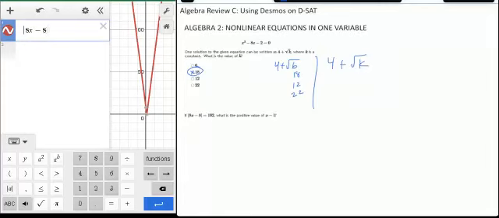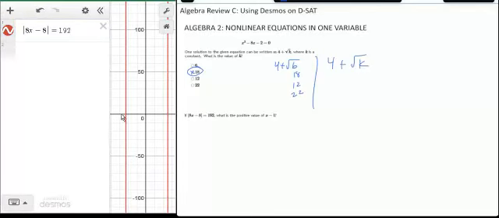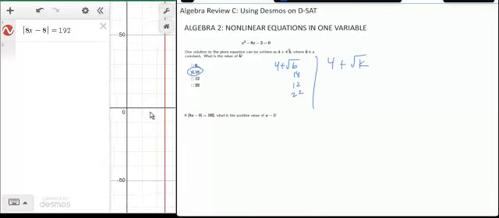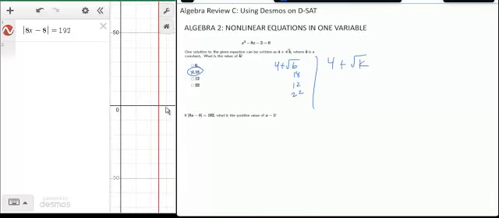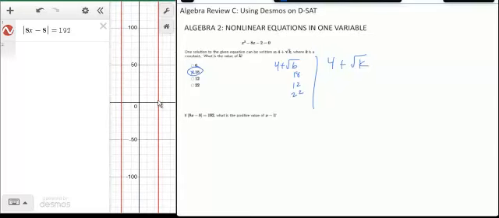Okay, but if I take the absolute value of 8x minus 8 is equal to 192, notice it does give me my answers, but I can't really see where these are. I can zoom in and I see that it's somewhere between 2 and 3 here, but I need to know an exact answer, so that's not necessarily going to help me. We have a couple different ways that you can do this.